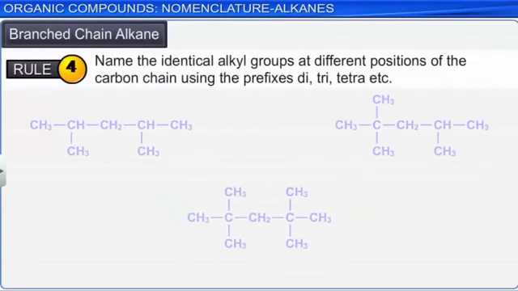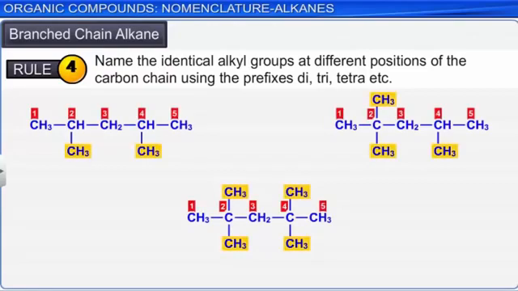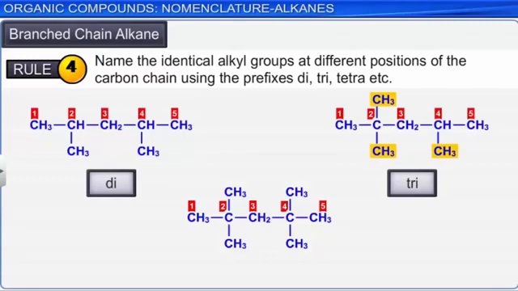Rule 4. Name the identical alkyl groups at different positions of the carbon chain using the prefixes di, tri, tetra, etc. If more than one identical alkyl group is present on the parent carbon chain at different positions, prefixes such as di for 2 identical alkyl groups, tri for 3 identical alkyl groups, tetra for 4 identical alkyl groups, etc. are used with the alkyl group.